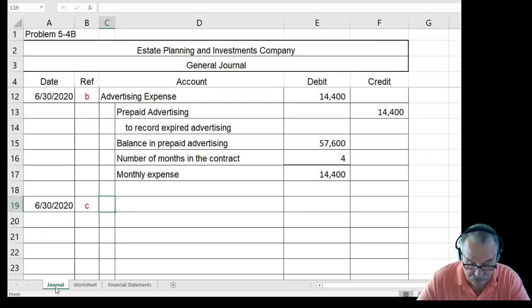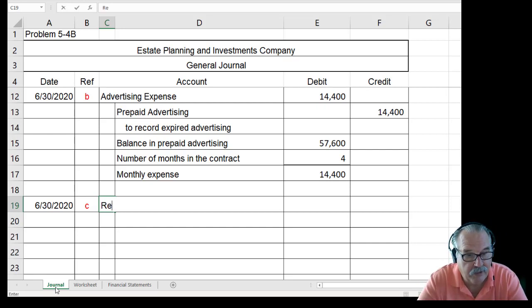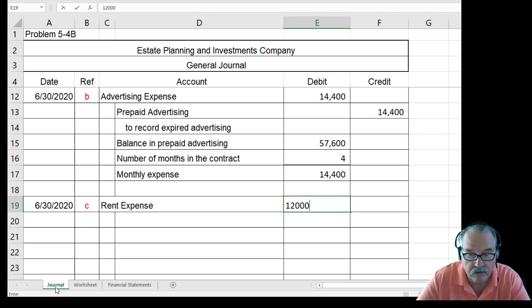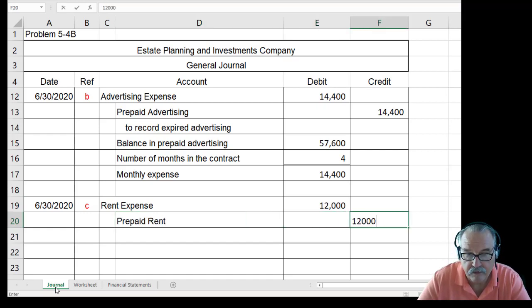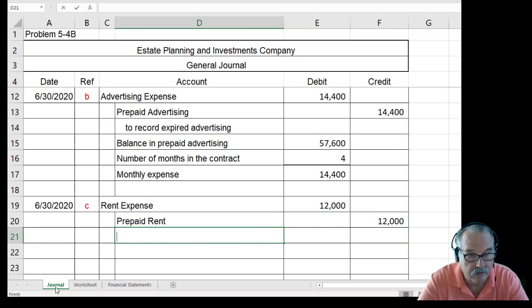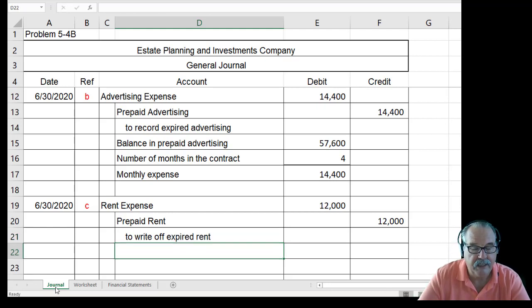All we need to do is write off $12,000 from the prepaid rent account. So we're going to debit rent expense and credit prepaid rent. And this is to write off expired rent or something like that. Every journal entry needs a description of some sort.